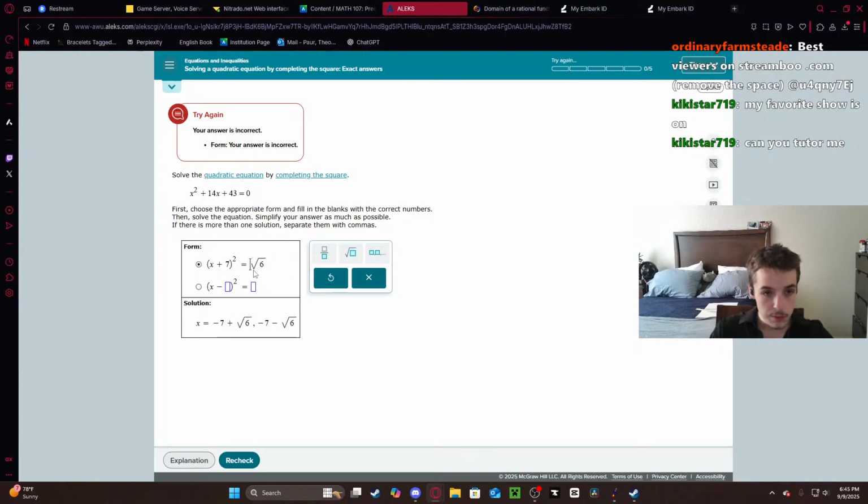Excuse me, what the actual fuck? How the fuck is that incorrect? The other part's correct.